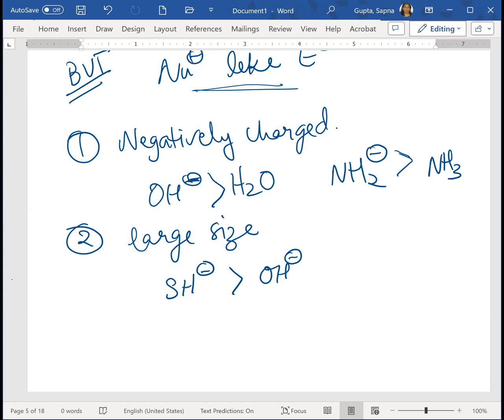In this case, we are taking two elements that are in the same group, oxygen and sulfur. Sulfur is bigger than oxygen, so it's going to be a better nucleophile. Same thing goes if you had iodide versus bromide. Bromide is smaller than iodide, so iodide is a better nucleophile. And number 3, inductive effect.